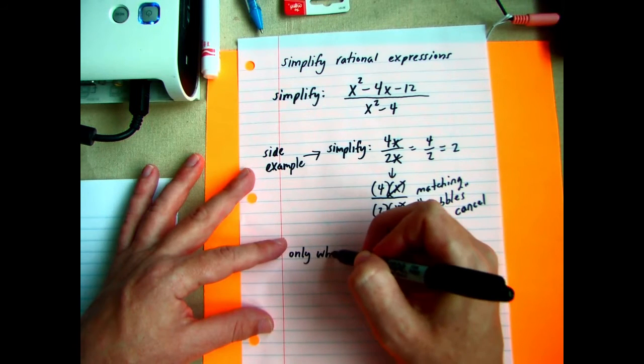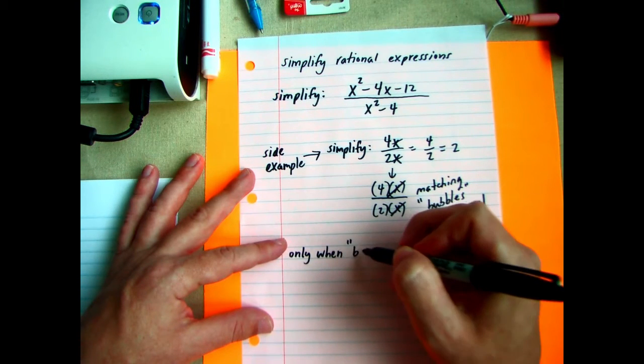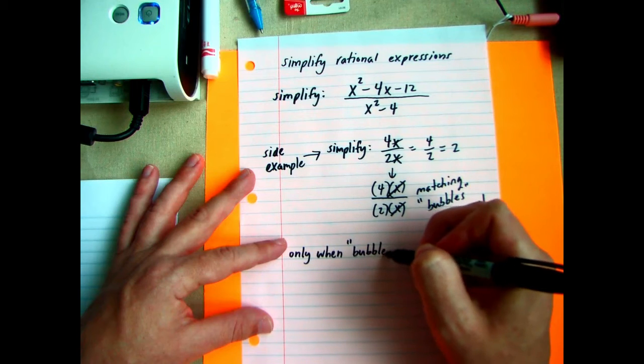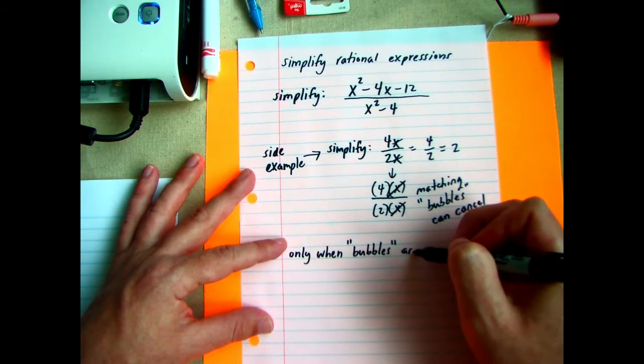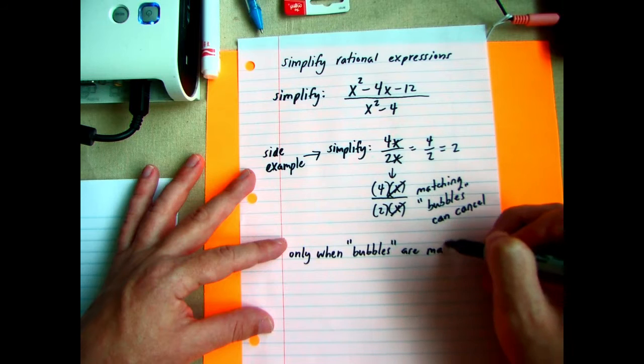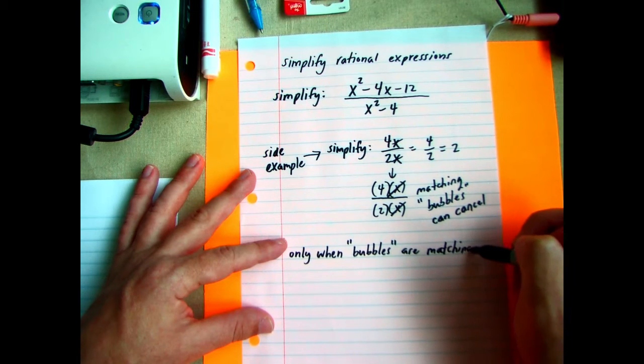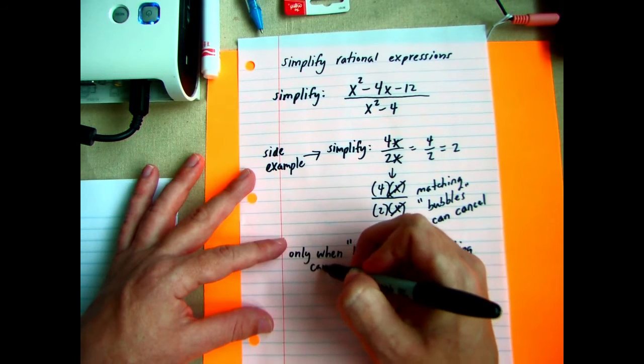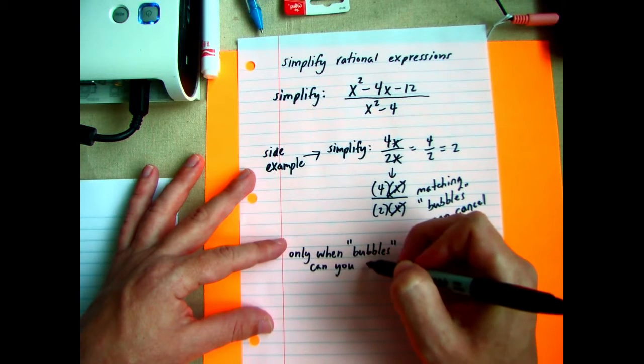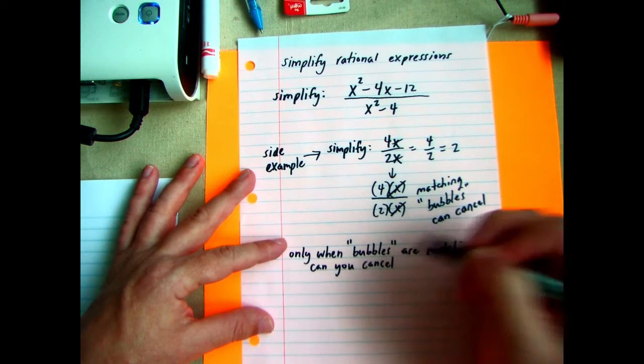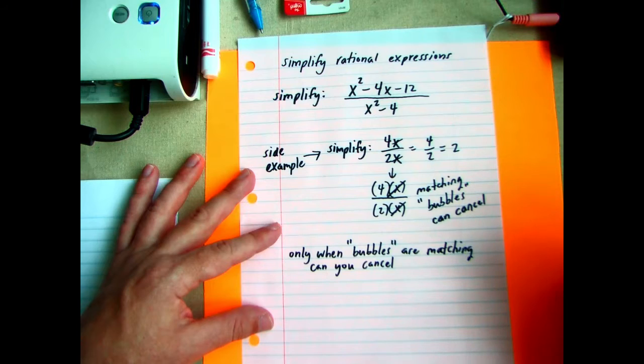So only when you have matching bubbles in the numerator and denominator is when you are allowed to cancel. And those bubbles need to match exactly. Then you're allowed to cancel.